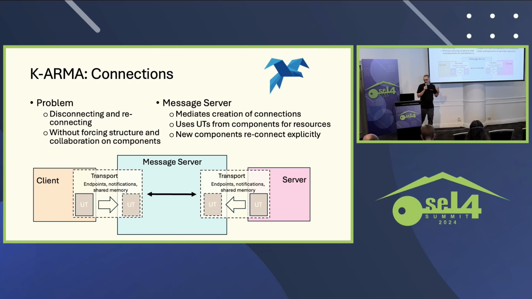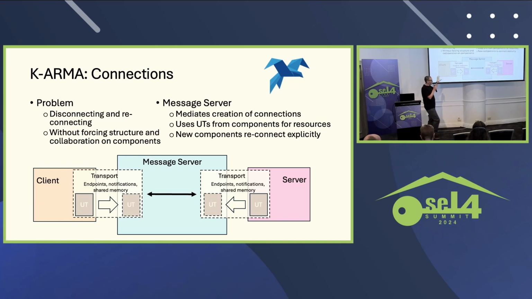And it's complicated to do that in a flexible way without forcing some kind of structure and forcing some collaboration on the communicating components. So what we do in the Kry10 OS is we have a message server that mediates the creation of connections between components. And one of the things it does is it uses untypeds that are donated from the components that want a connection. So basically it doesn't use its own memory for doing these connections, but it uses memory that's donated from the things that want to communicate, which is really great in a dynamic system because you don't have to worry about running out of resources when you're managing these things, because people give you resources when they want you to manage them, which is good.